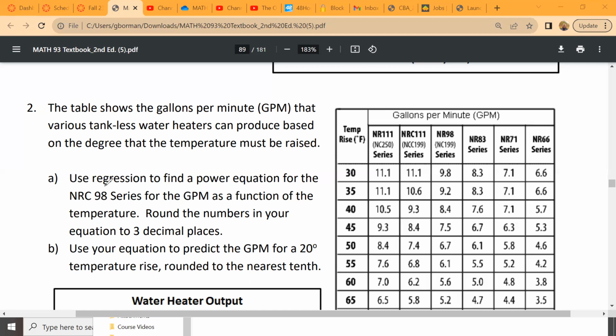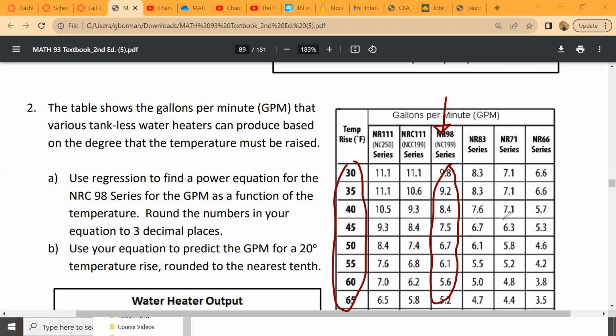So it says use regression. Okay, so we're going to go back to our super cool calculator to find a power equation for the NR98 series for the gallons per minute as a function of the temperature. So gallons per minute is all this stuff here, everything except that first column. We're only interested in the NR98, which, where's that? Okay, I guess that's this one here. So that's all we're interested in, these numbers as a function of the temperature. So X's, Y's. Boom, just like that. Okay, are you down with it?